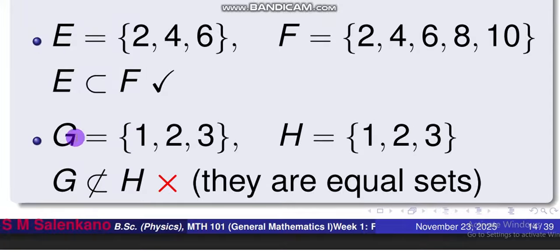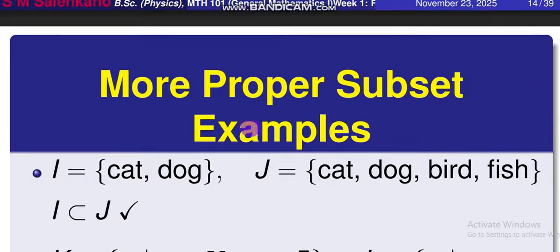Okay, now look at the third example here. G is a set of 1, 2, 3. H is a set of 1, 2, 3. We cannot say that G is a proper subset of H because they are equal sets. This is impossible. At least H should have one more element that G does not have to make this a proper subset. Otherwise, of course, we can agree that G is a subset of H, but not a proper subset because they are equal sets.